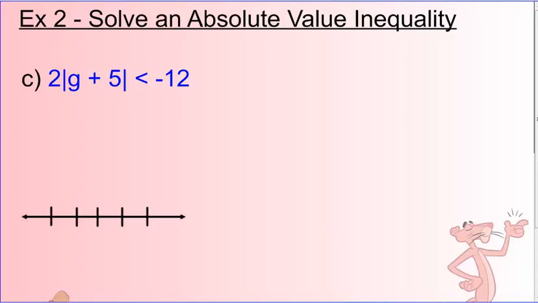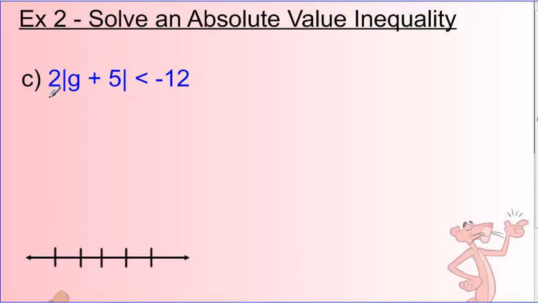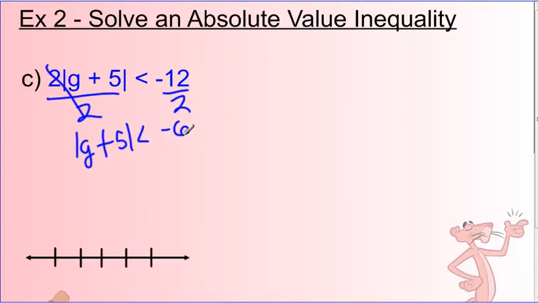Okay, you might have run into a little trap. You probably divided by 2, hopefully. You canceled them out, and you got absolute value of g plus 5 is less than -6, and you go, absolute value stuff cannot equal a negative, and you said no solution. The problem here is, that's not an equal sign. It's a less than.